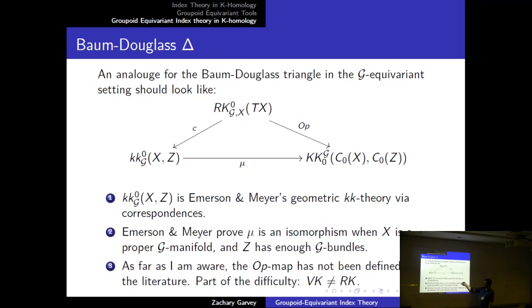So this little KK^G is a generalization of this geometric K-homology, but it's bivariant. If you guys want to know what this roughly looks like, I'd be happy to explain that, but I didn't put it in my slides.